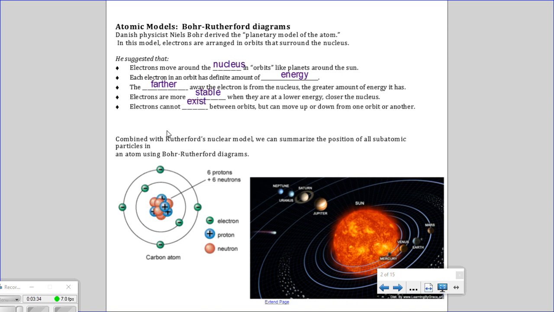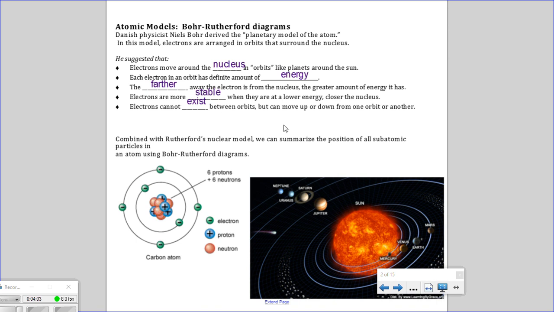And electrons cannot exist between orbits. This is kind of a ramification of electrons having a definite amount of energy. So you won't get an electron that exists in between these two orbits. The electron is either in this orbit or that orbit, not in between, not next to it, not right in the middle. It's either in it or not in it.